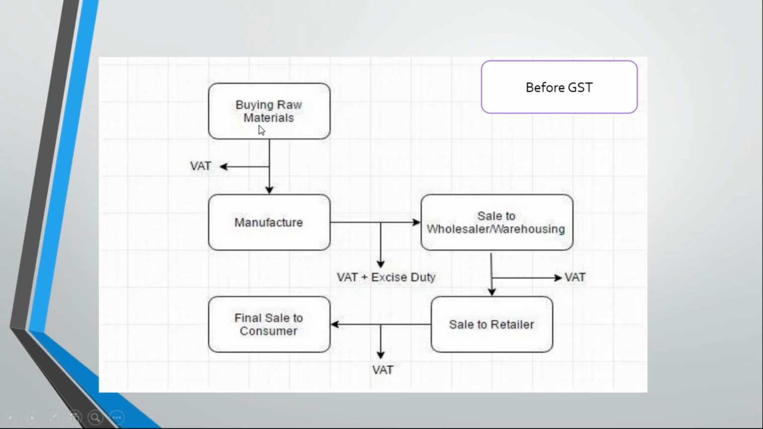Okay, so the same thing here also. See, when I'm purchasing raw materials, I have to pay VAT. That is, our manufacturer is purchasing a material, so the seller is charging VAT. Again, after manufacturing, when he is making a sale, he is charging VAT and excise duty. And this wholesaler, when he is selling to the retailer, again VAT. Retailer to customer, again VAT. So for one single product, when tax is collected again and again, when it finally reaches the customer, the cost of the product will become huge.